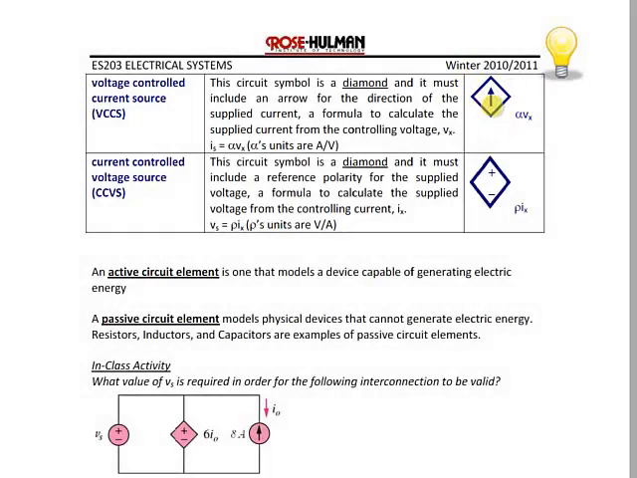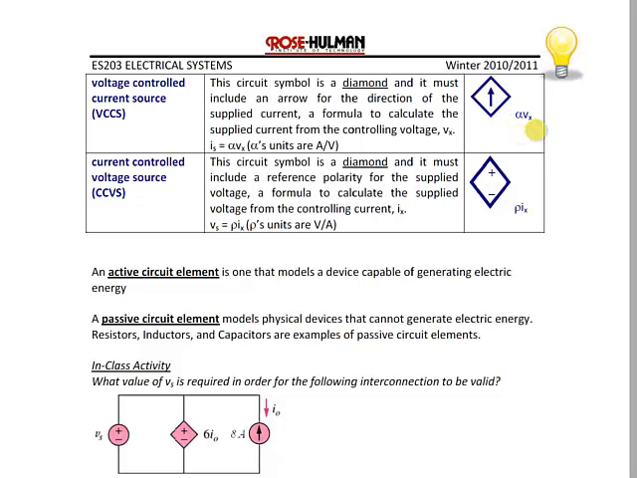The final 2 dependent sources are the voltage-controlled current source and the current-controlled voltage source. Once again, we know they're dependent sources because they're both diamonds. We know the top one is a current source because of the arrow, and we know that the bottom one is a voltage source because of the plus and the minus. We know that it's voltage controlled because of Vx, which means somewhere in my circuit I've defined Vx, and alpha Vx gives me the gain for my current source.